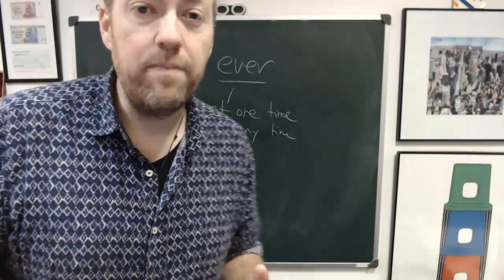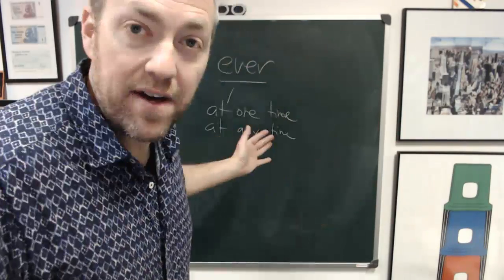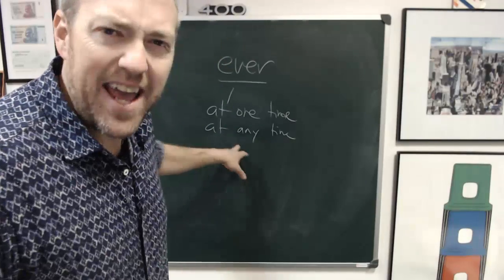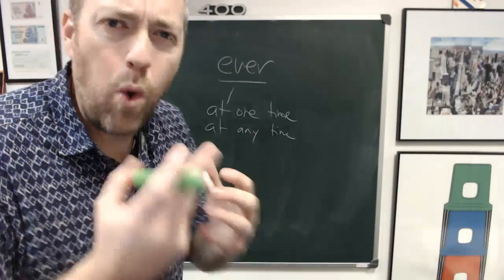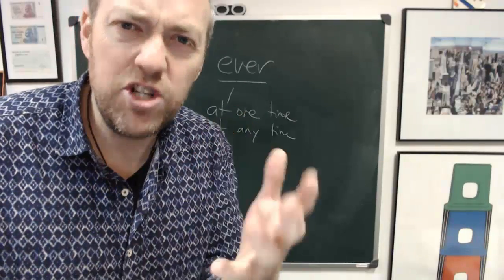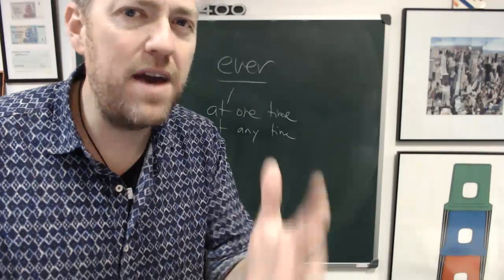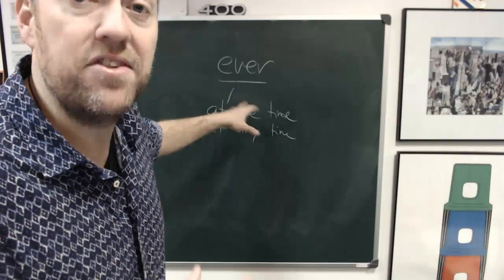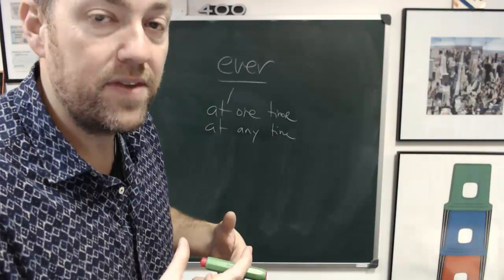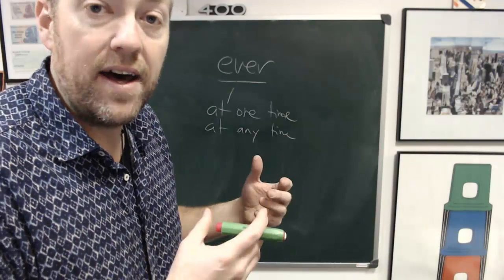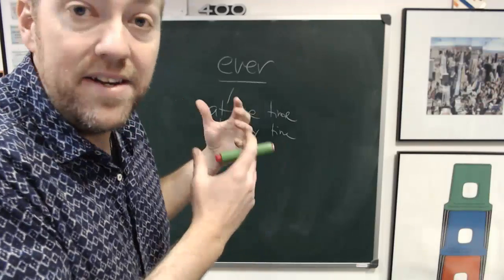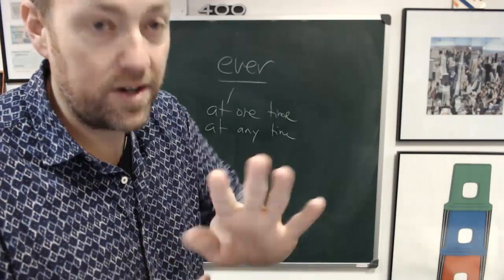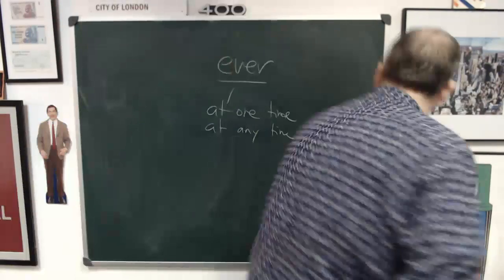Like I could ask you, have you ever been to Italy? So I'm saying, at any time in your life, at one time in your life, did you go to Italy? Have you ever been to Italy? But remember that ever is an affirmative word. So if we have a negative sentence, then it doesn't always work. Let me show you some examples.